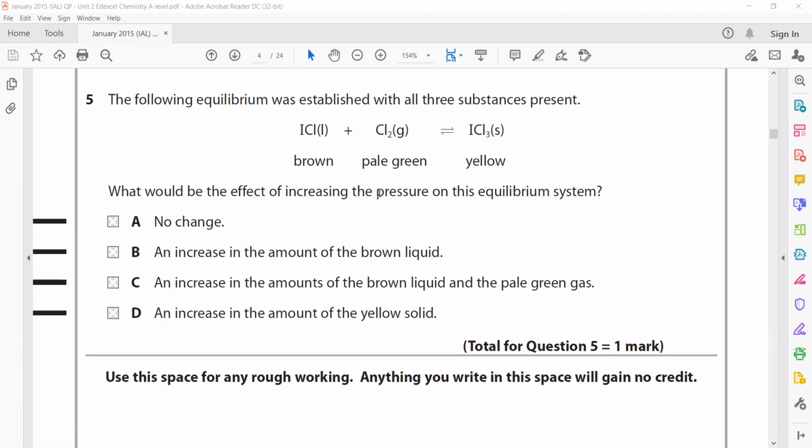The following equilibrium was established with all 3 substances present. What would be the effect of increasing the pressure? An increase in pressure shifts the equilibrium towards the side where the number of moles of gas is less. So we have 1 mole of gas on the reactant side and 0 moles of gas. So when we increase pressure, the equilibrium will shift towards the right-hand side. So there will be an increase in the amount of yellow solid.